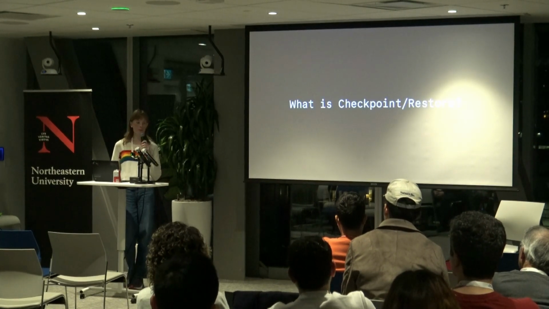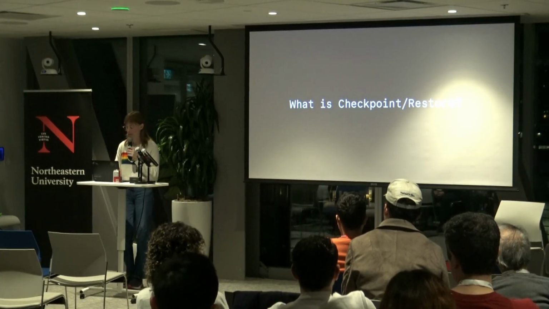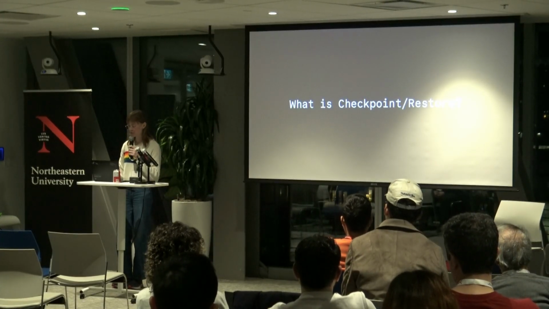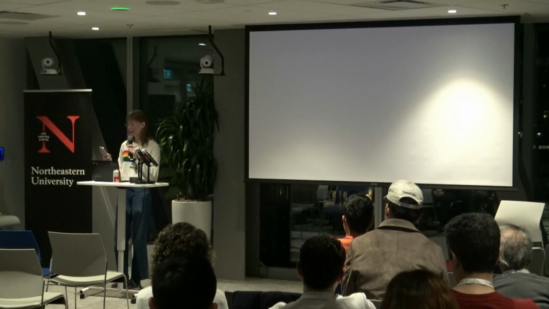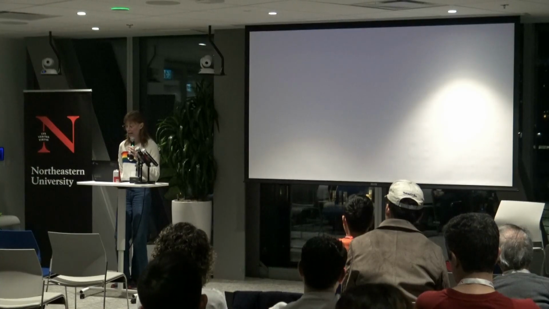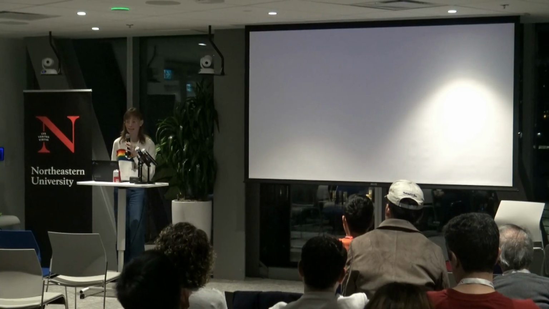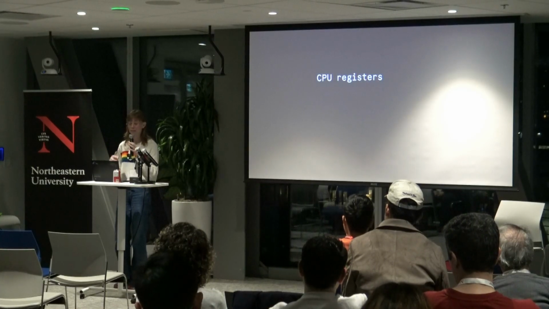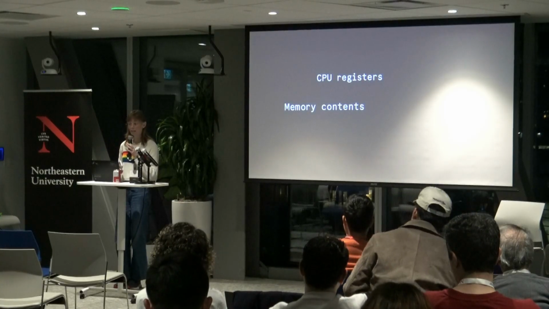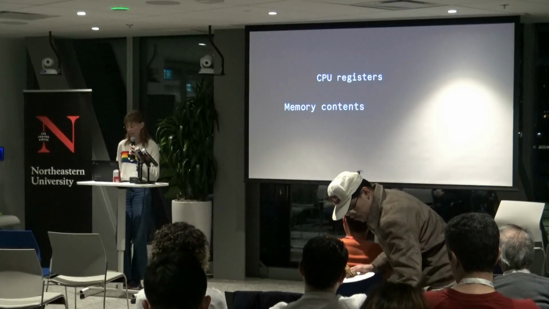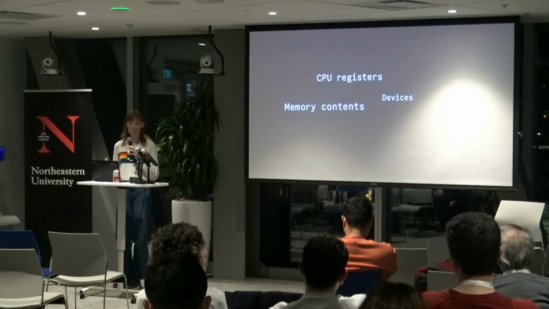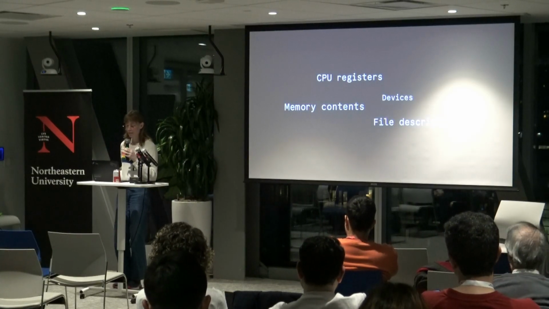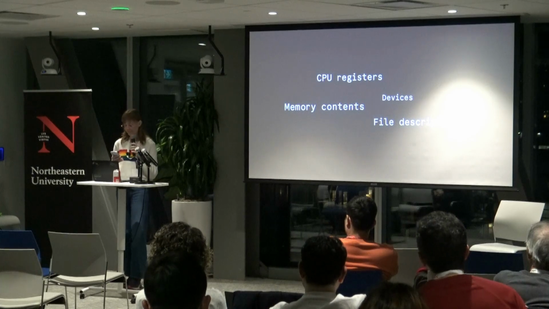The first question everyone probably has is, what is checkpoint restore? The basic thing is that checkpoint restore captures the complete state of an application into a file and allows you to later restore from that file. And when I say the full application state, I really mean everything. I mean stuff like the CPU registers, the memory content of a process you're snapshotting, the devices, even GPUs, for example, or other accelerators, PTYs, TTYs, that kind of stuff. And also, of course, the file descriptors.